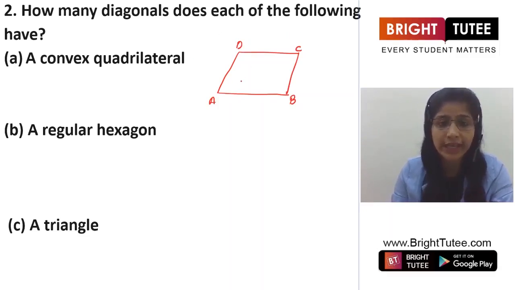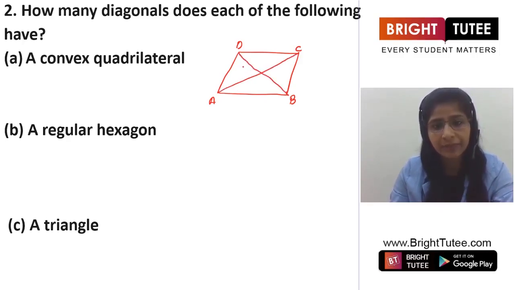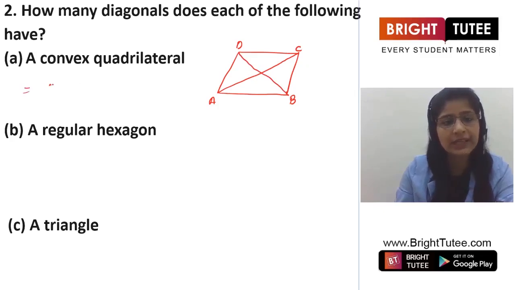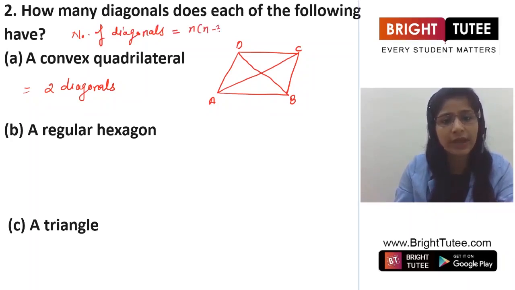So we discussed what a diagonal is, that it is formed by two non-consecutive vertices. So we see A will form a diagonal with C and B will form one with D. Right, so how many diagonals will there be? 2 diagonals in it. Also we have discussed the formula for the diagonals. So the number of diagonals is calculated as n into n minus 3 divided by 2.